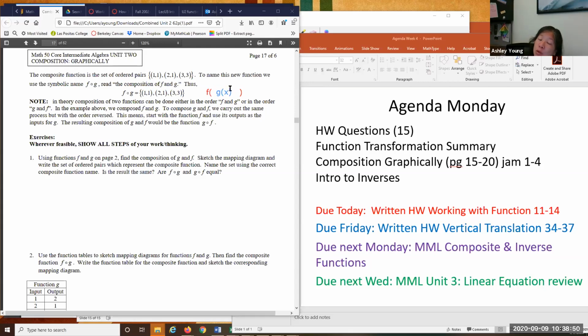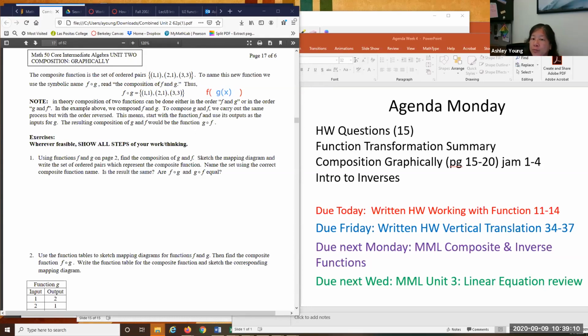Remember, g of x is the y. x is the x. So this g of x, that's the y. I put an x into g of x, I get a y. I take that y. That's the input, the thing inside the parentheses of my f.